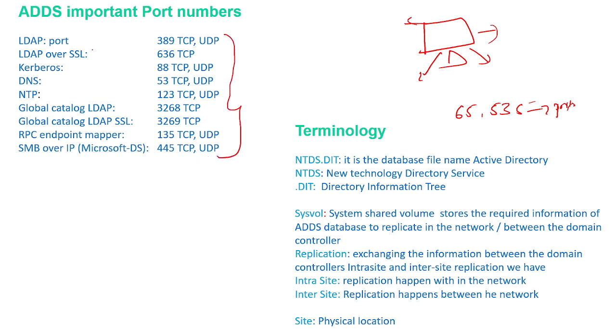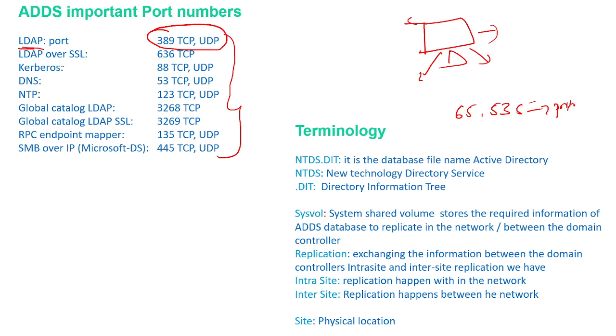The first one is LDAP. LDAP is the important protocol of Active Directory, Lightweight Directory Access Protocol. This is very important. If somebody asks you what is the protocol of Active Directory, you can tell it is LDAP, Lightweight Directory Access Protocol, and that works on port number 389, both TCP and UDP. And LDAP over SSL, if somebody has Secure Sockets Layer, that is 636. Both are the same, but this is SSL and this is non-SSL.